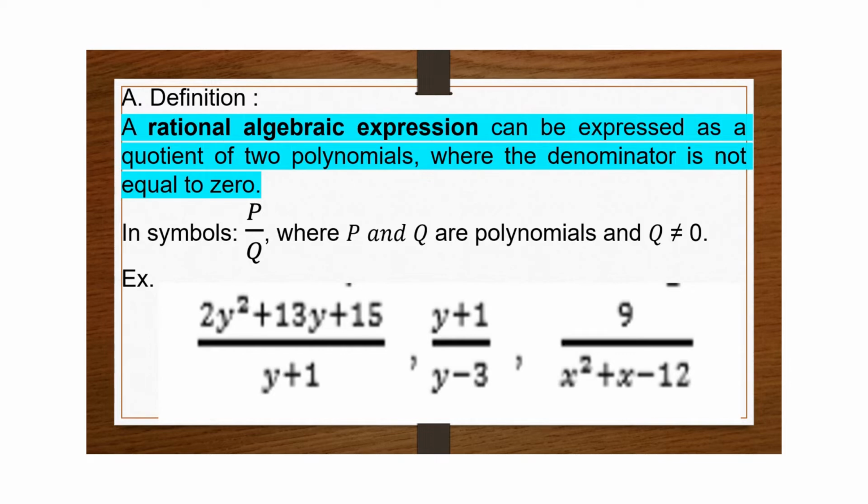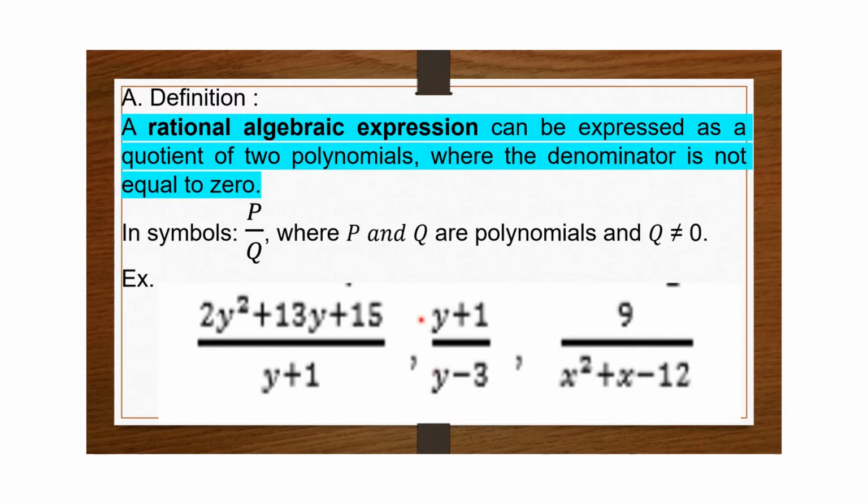2y squared plus 13y plus 15 over y plus 1. This is our P, and this is our Q. Both of them are polynomials, and so we can say that this is a rational algebraic expression.